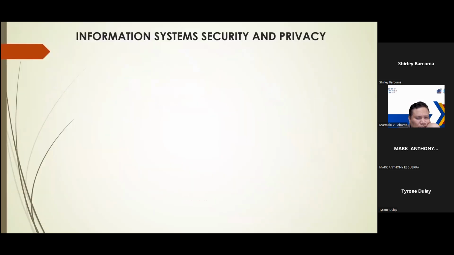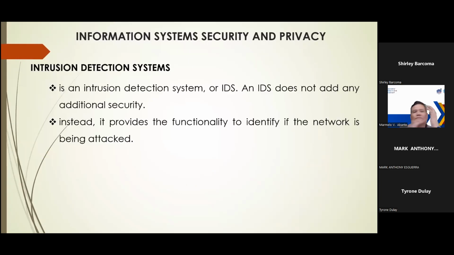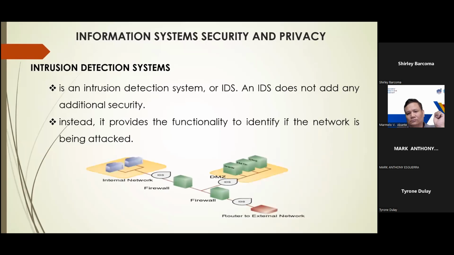Next is intrusion detection systems, or IDS. An intrusion detection system does not add any additional security. Instead, it provides the functionality to identify if the network is being attacked. So here is the figure also. An IDS can be configured to watch for specific types of activities, then alert the security personnel if that activity occurs. An IDS can also log various types of traffic on the network for analysis later. An IDS is an essential part of any good security setup.